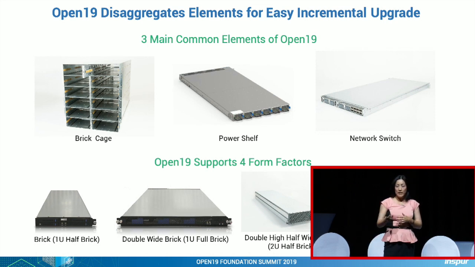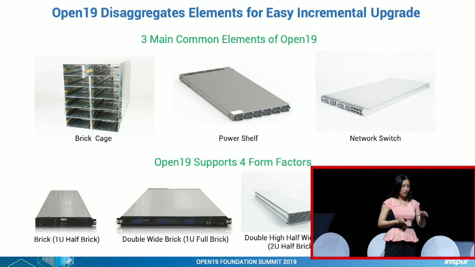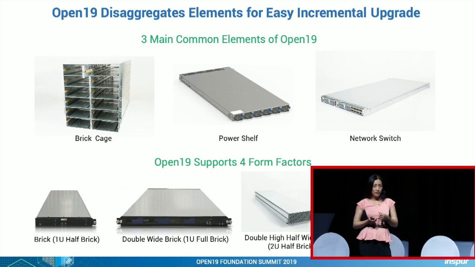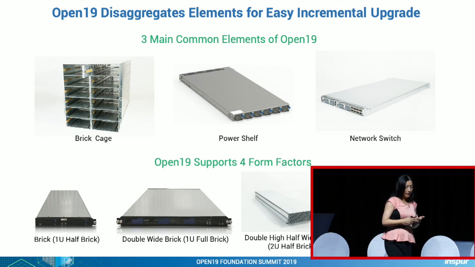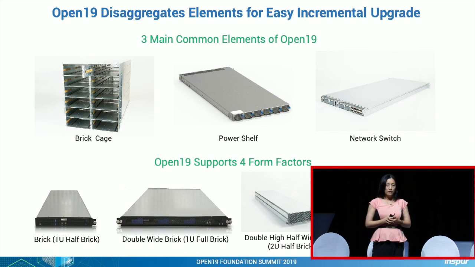But now with Open19, you're making the cage a passive cage. And the power shelf goes into the cage, and then the networking switch can be an Open19 switch, or it can be any standard switch. There is a custom cable that you can use to connect to a standard switch. And then in addition to the main elements of Open19, you get support for different form factors of servers. There are 4 different form factors that you can choose from: the 1U half brick, the 1U full brick, the 2U half brick, or the 2U full brick.